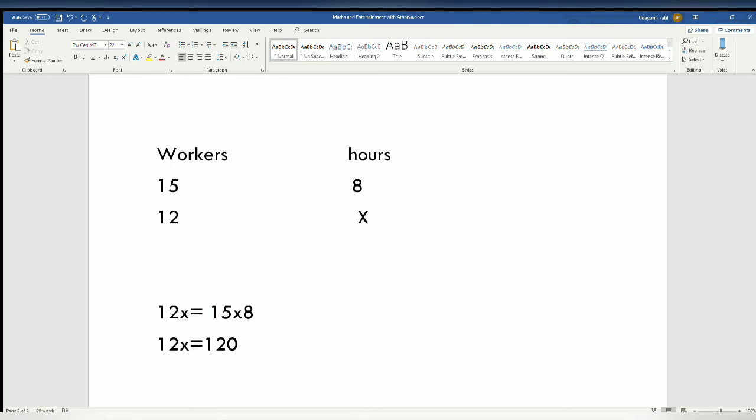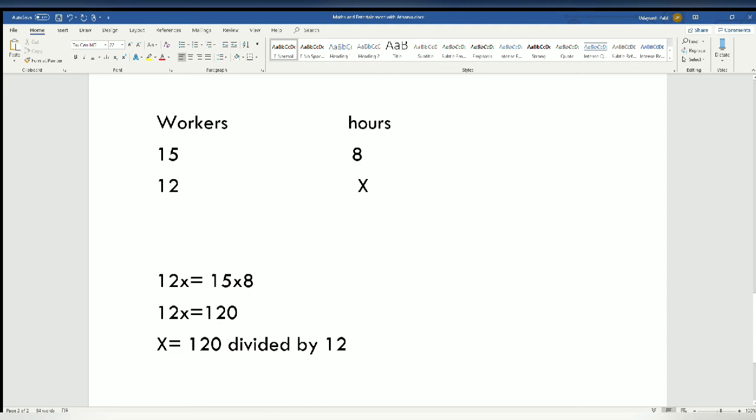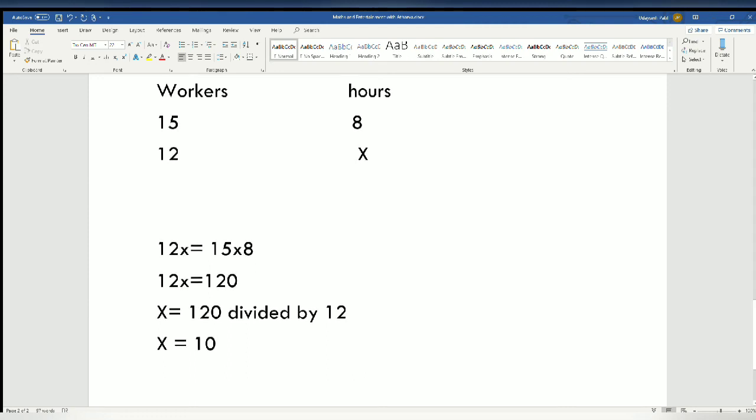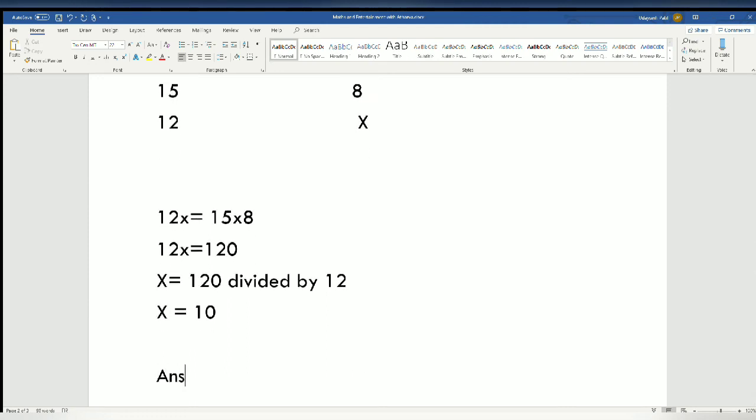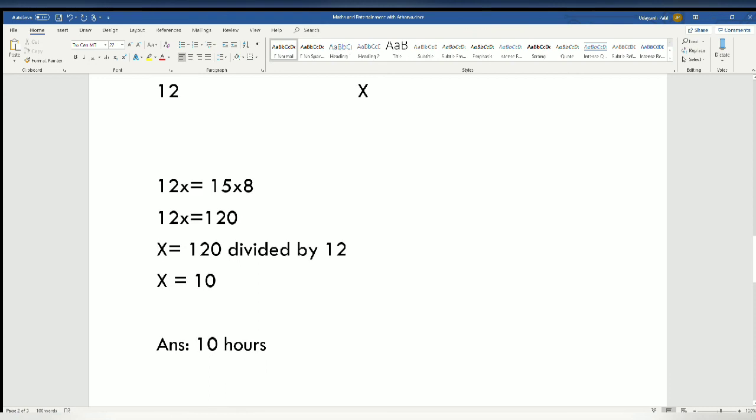x equals 120 divided by 12. So the answer becomes 10. So 12 workers will need 10 hours. Don't forget the unit is very important. So the answer is 10.